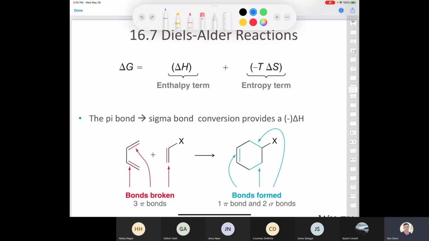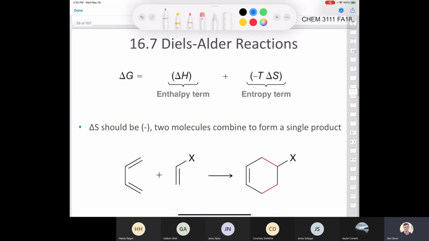Well, since we end up breaking a total of 2 pi bonds, right? We break 3, but we end up gaining 2 sigmas and a pi. So overall, we're technically breaking 2 pi bonds, and then we're gaining 2 sigma bonds. Well, since sigma bonds are more stable or stronger than pi bonds, that means that overall, the delta H term is going to be negative, right? It's an exothermic reaction. This is a negative number. Your delta H is negative.